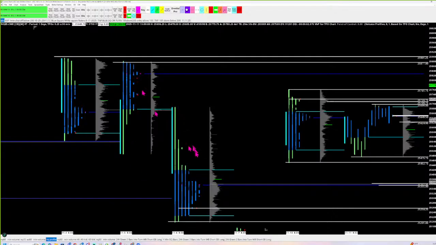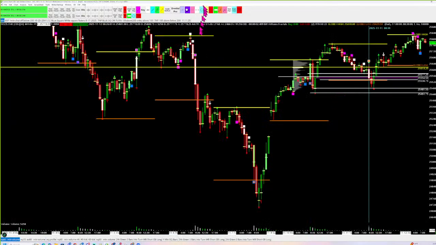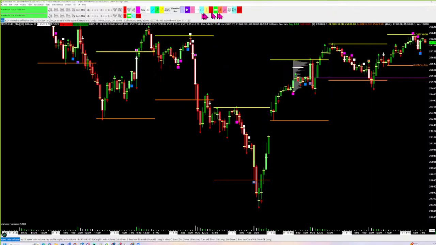Now I add to that. I'm going to come over here and I'm going to do a couple of things. Number one, I want to know where the 50-60 retrace is from the low on the 7th to the overnight high. Sorry, wrong tool.